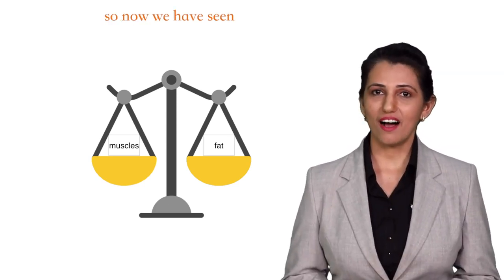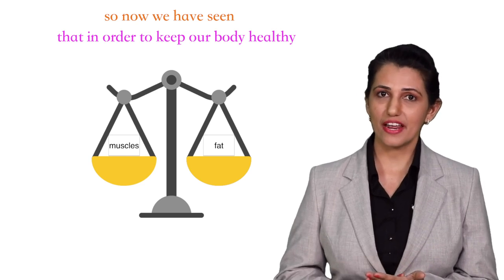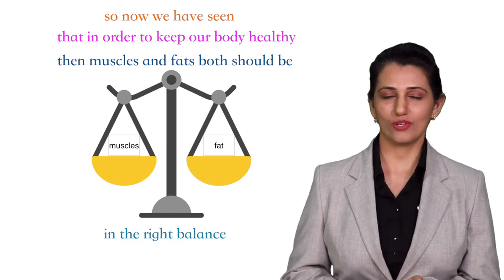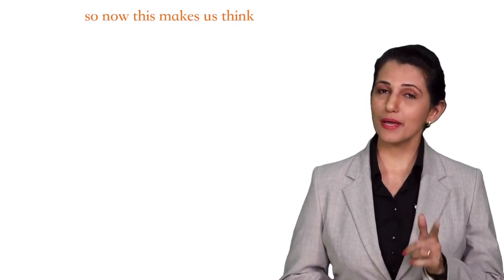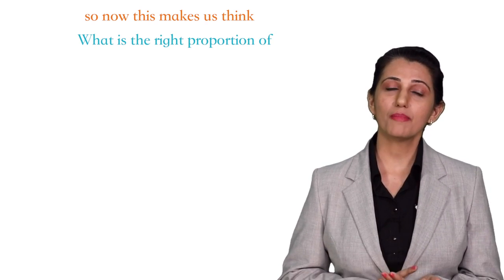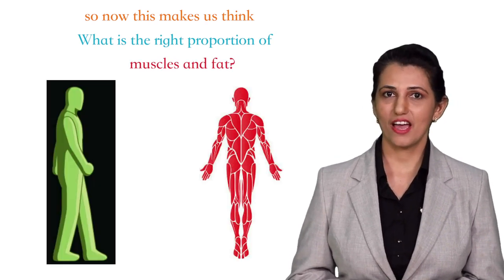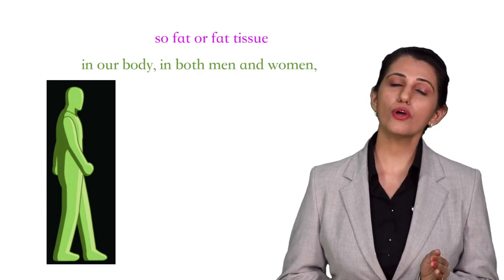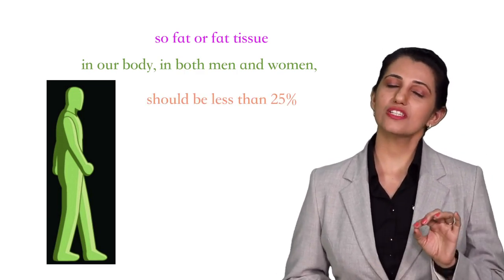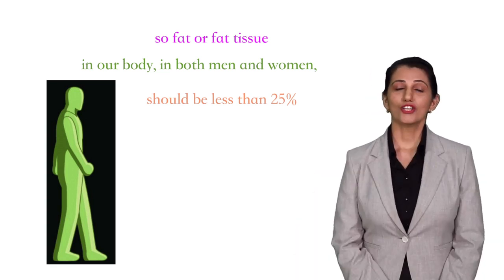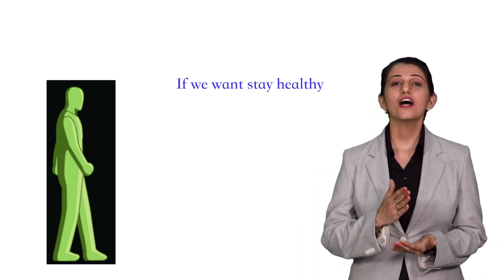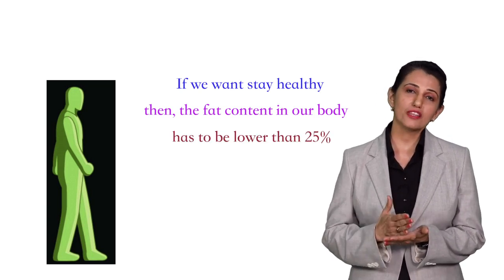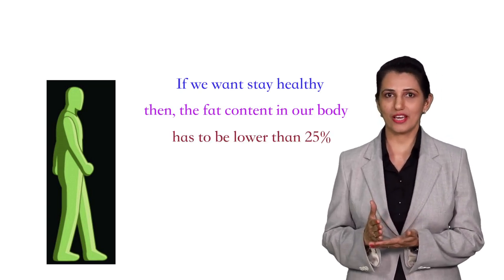So now we have seen that in order to keep our body healthy, muscles and fats both should be in the right balance. So now this makes us think, what is the right proportion of muscle and fat? Fat or fat tissue in our body, in both men and women, should be less than 25%. So what did we learn today? That if we want to stay healthy, then the fat content in our body has to be lower than 25%.